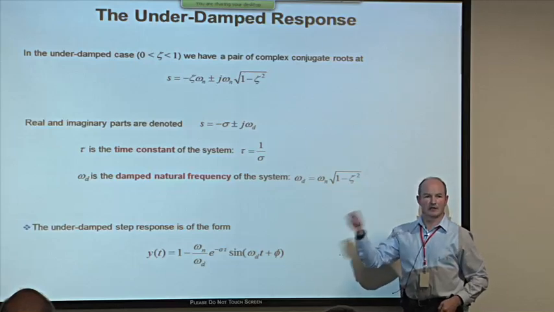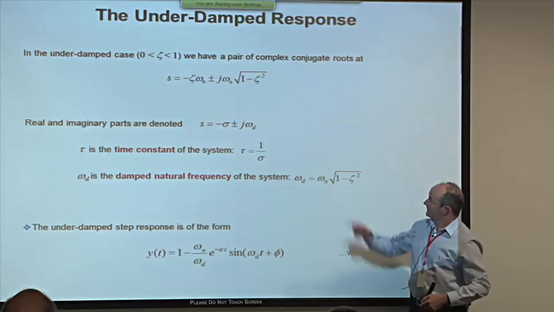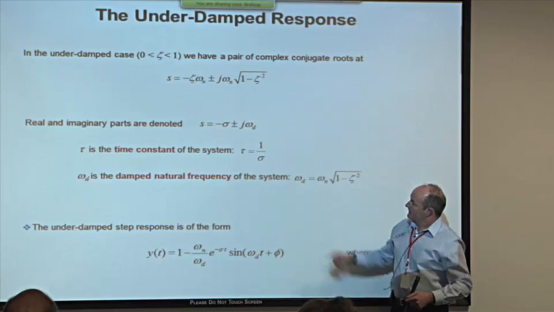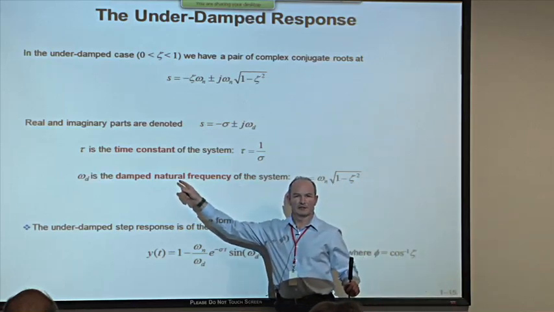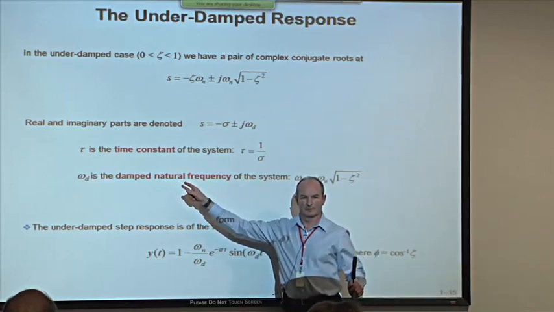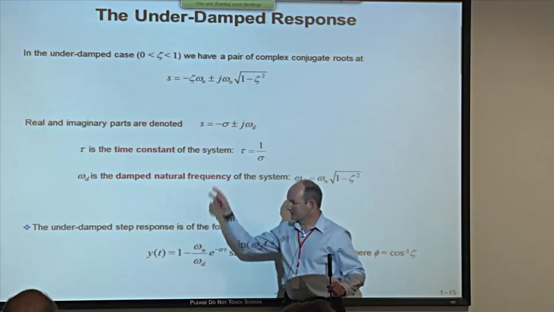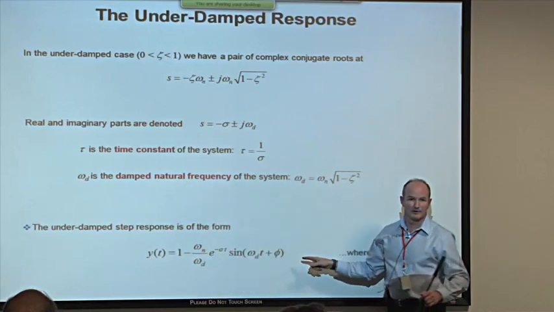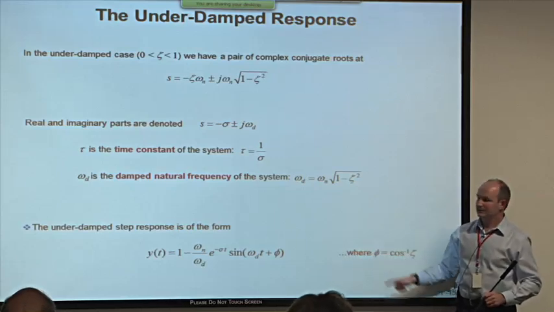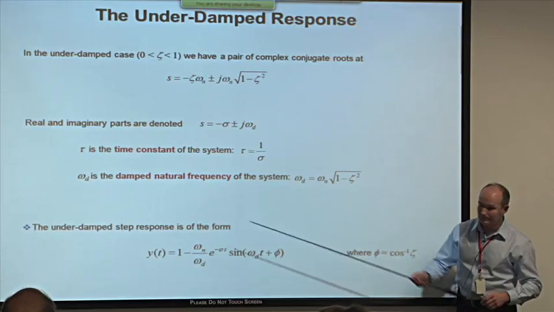It's distinct from the undamped natural frequency by the square root term. This is the frequency of physical oscillations which appear in the system. The step response of the underdamped case is given by this formula at the bottom. It's an important formula, to say the least, which is why it's got a quad bullet.